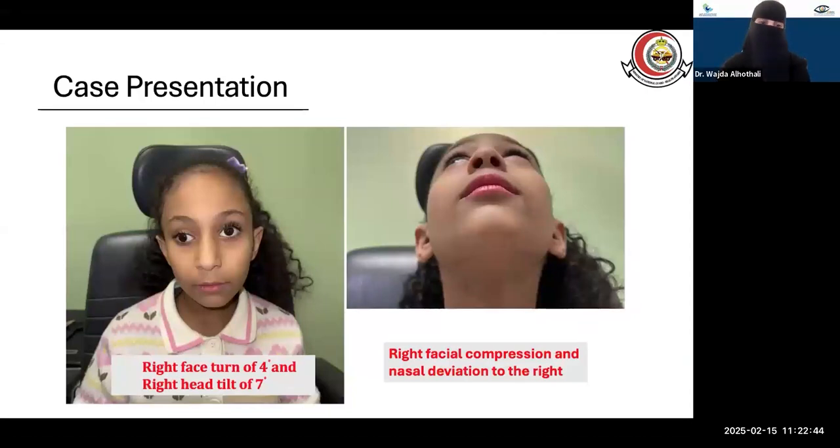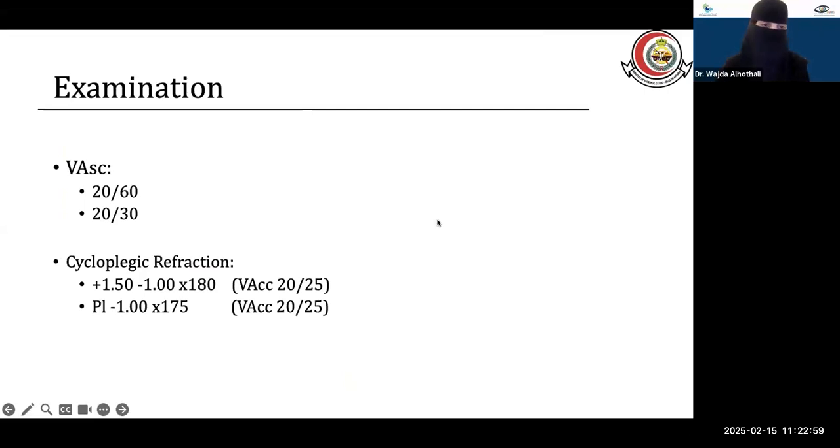She has an anomalous head posture. She's adopting a right face turn and a right head tilt of 4 and 7 degrees respectively. And you can appreciate the right-sided facial compression or mid-facial hypoplasia, which is more clear in the second image. She had a visual acuity of 20/60 and 20/30 respectively. Her cycloplegic refraction revealed mild anisometropic hyperopia and -1 cylinder. When we corrected her, she presented later and she could reach 20/25 vision.